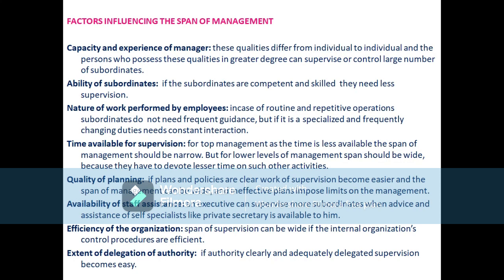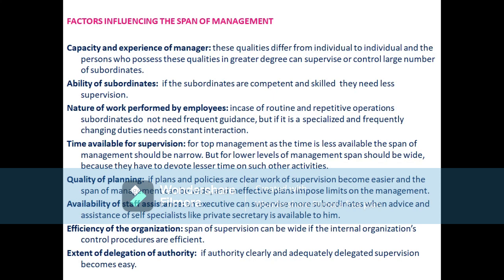And coming to the third one, nature of work performed by employees. Nature of work also affects the span of control. In case of routine and repetitive operations, span can be wide, as subordinates do not need frequent guidance from the executive. In routine and repetitive operations, there is no need for control by the managers, because he is habituated to do his daily routine work. But in case of specialized work, definitely he needs guidance. So the nature of work here is routine versus specialized work. Depending upon this, span of control can be analyzed.